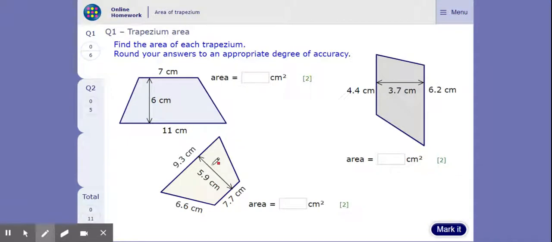So I'm going to go through finding the area of a trapezium, as quite a few of you seem to struggle with this. So we'll do question 1 first, and question 2 will be a separate video.